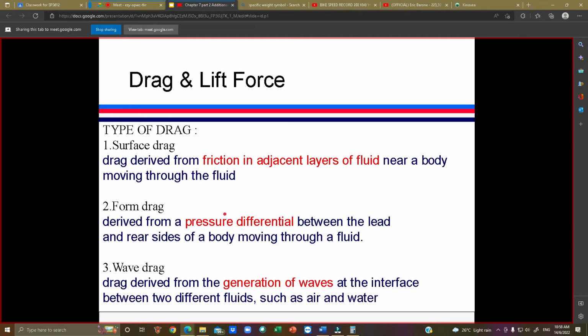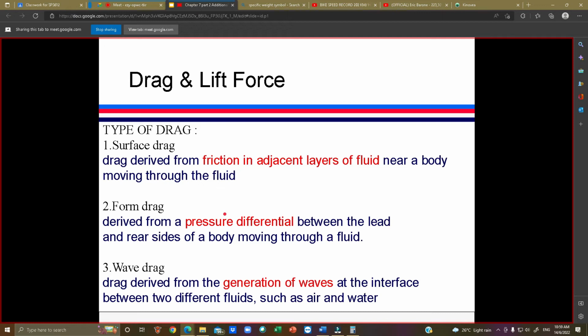Okay, and when we talk about drag, there are three distinct categories of drag. The first one is known as surface drag. Drag permukaan, friction pada permukaan. So drag derived from friction in adjacent layers of fluid near a body moving through the fluid. Bila kita bergerak, contohlah kita naik motor, you are going to feel that the air try to pull you back. That is surface drag. Okay, that is surface drag. All of those macam wind tunnel apa semua, itu semua untuk detect surface drag.